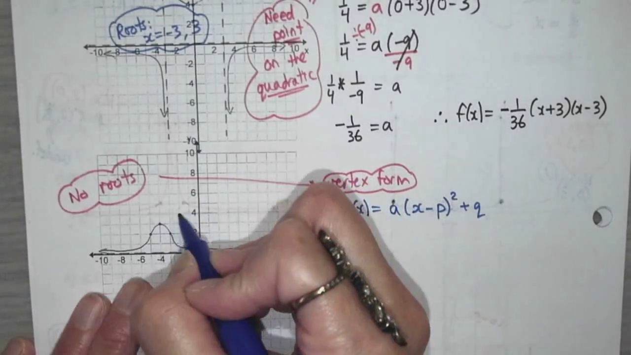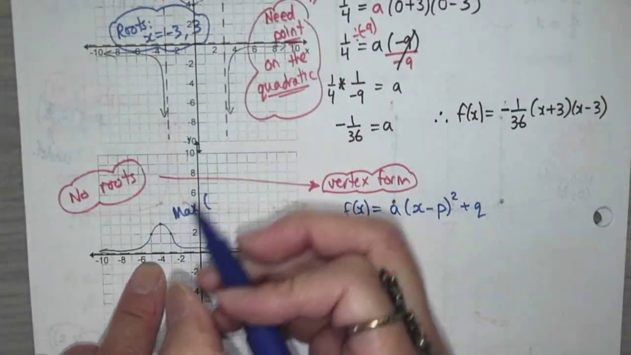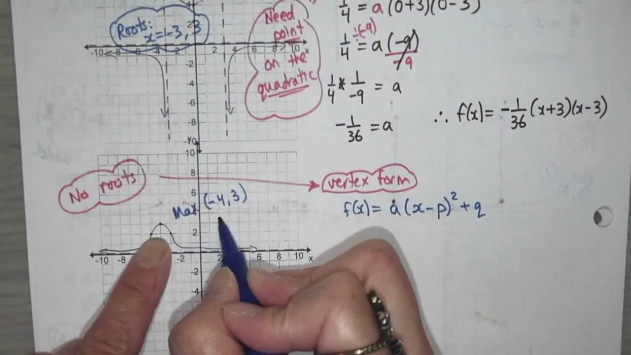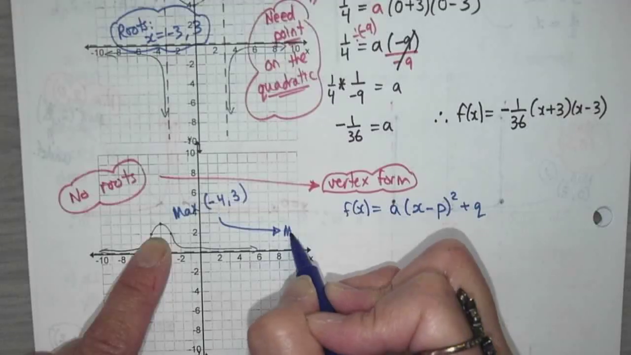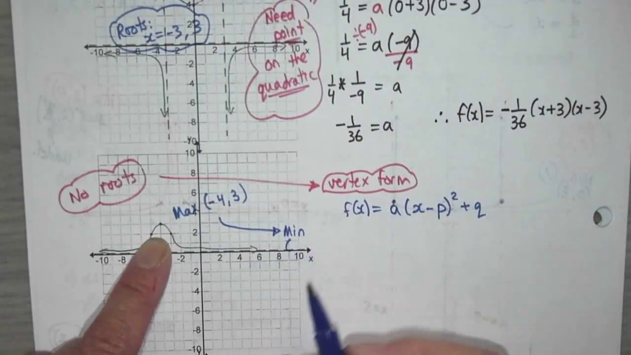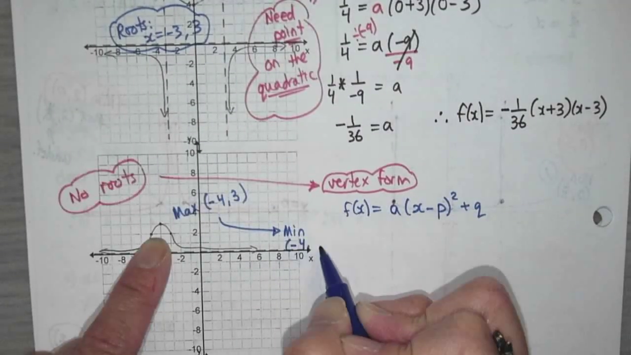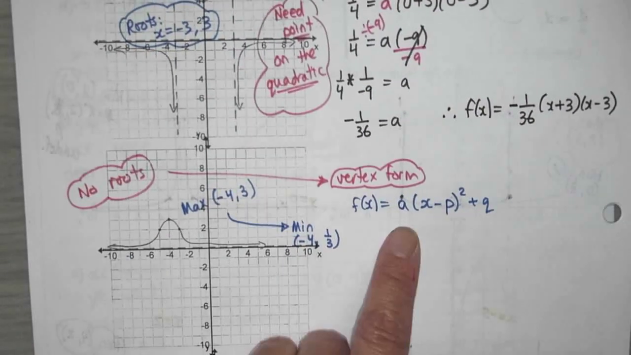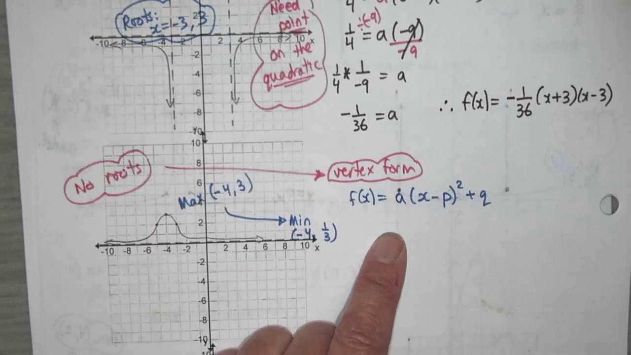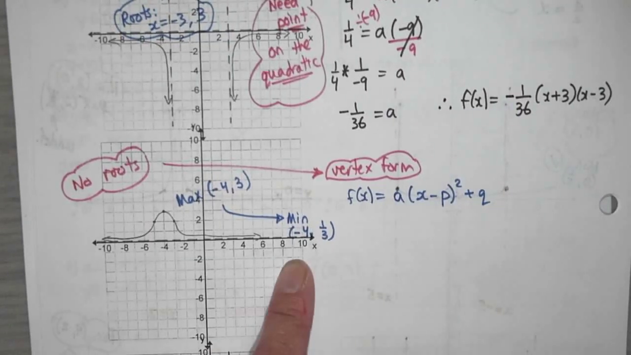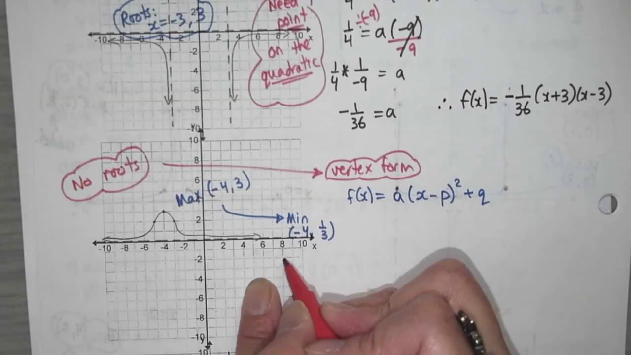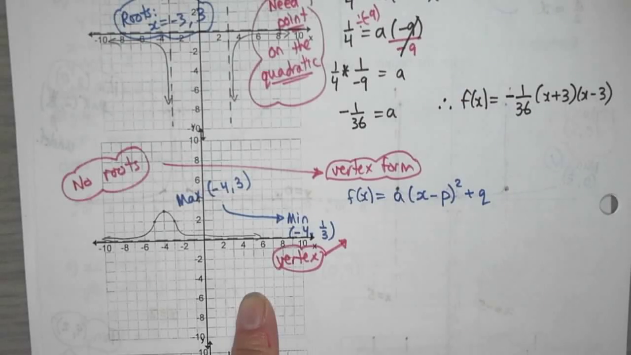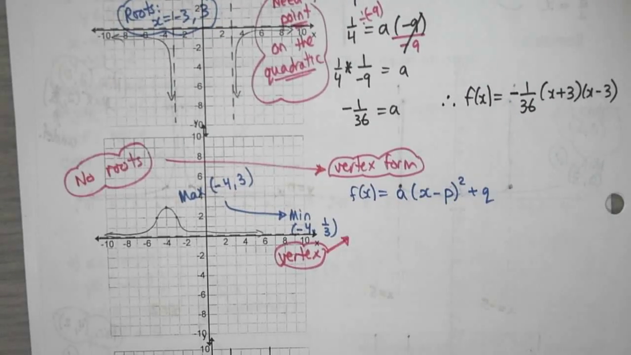Then you can use the max, which is now a min. On this one, I know the max is at negative 4, 3. Does that make sense? Negative 4, 3, which converts to a min at negative 4, 1/3. So this max converts to a minimum here. The minimum gives me the vertex, and we sub that in.